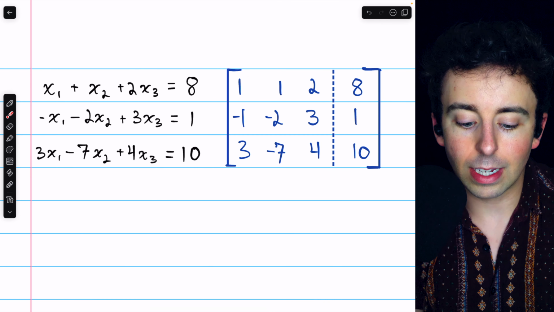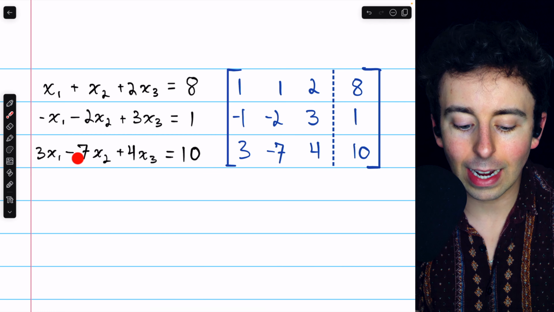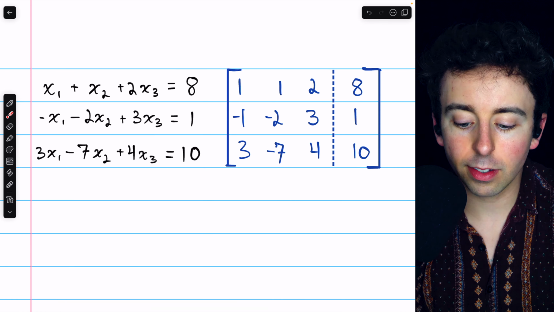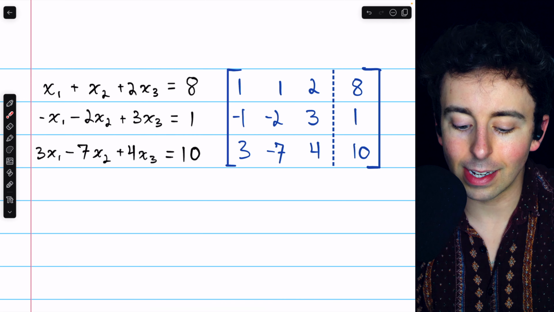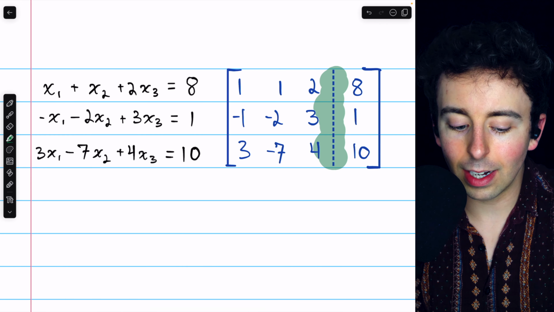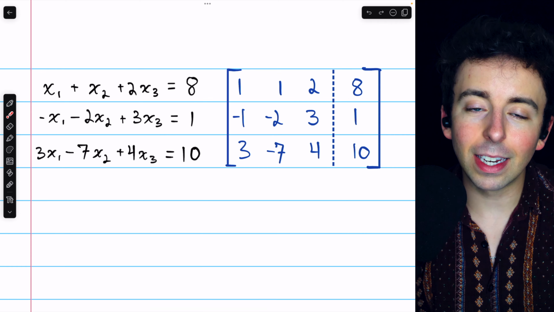For example, you can see the coefficients of x2 are 1, -2, and -7. And so we see in column 2 of our augmented matrix 1, -2, and -7. Often a vertical line like this is used in an augmented matrix to separate coefficients from constants, but it isn't necessary.